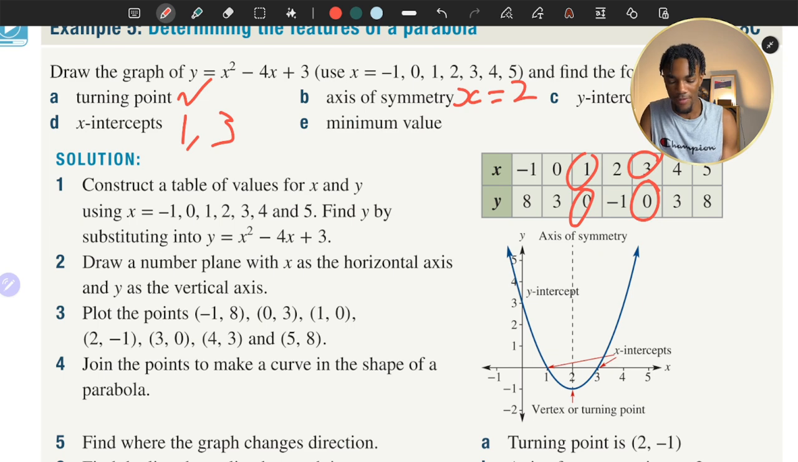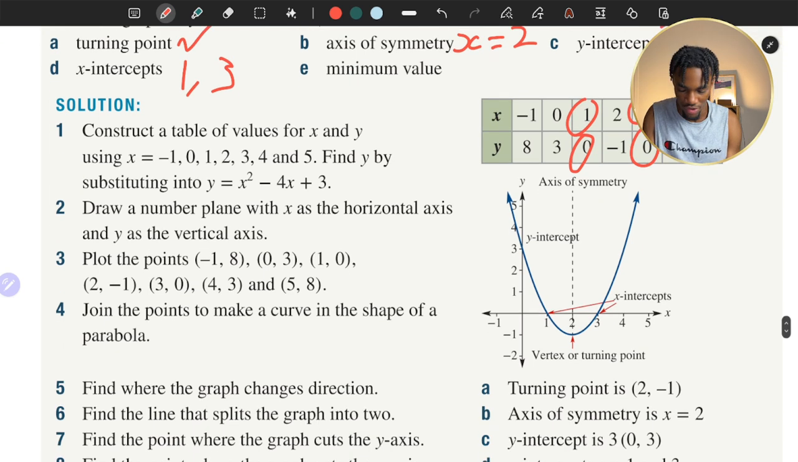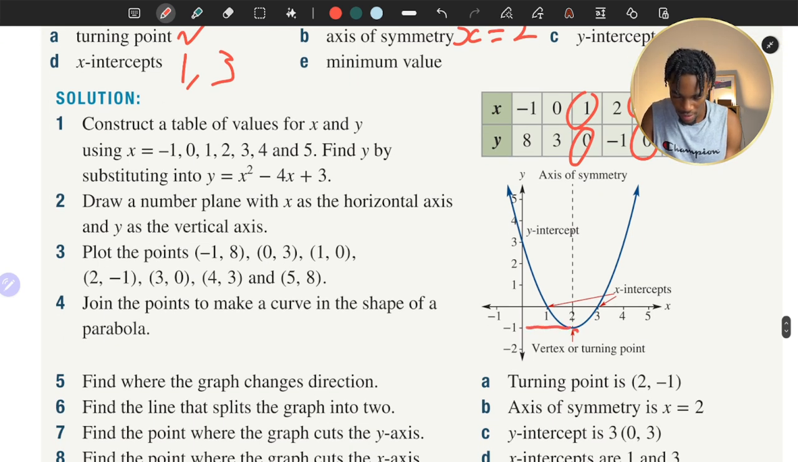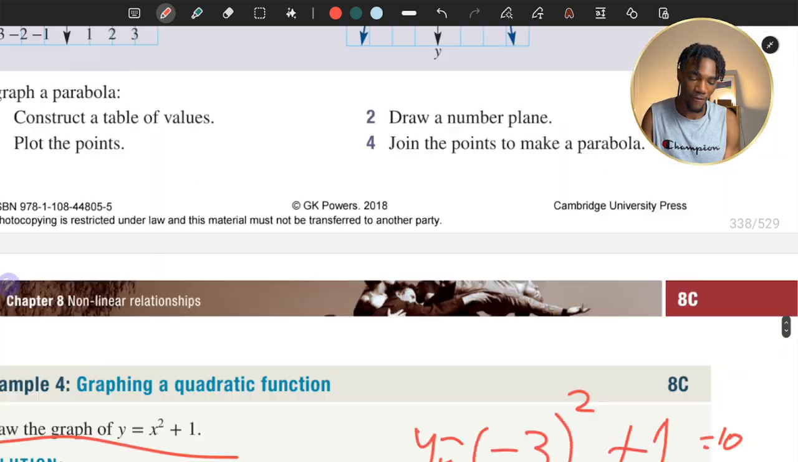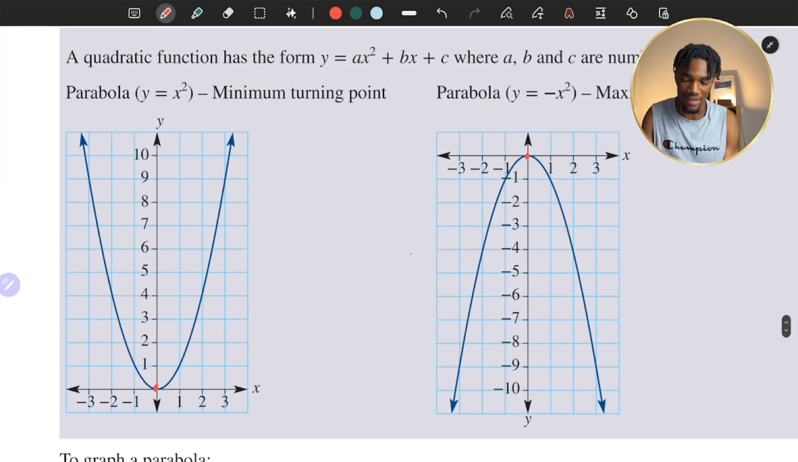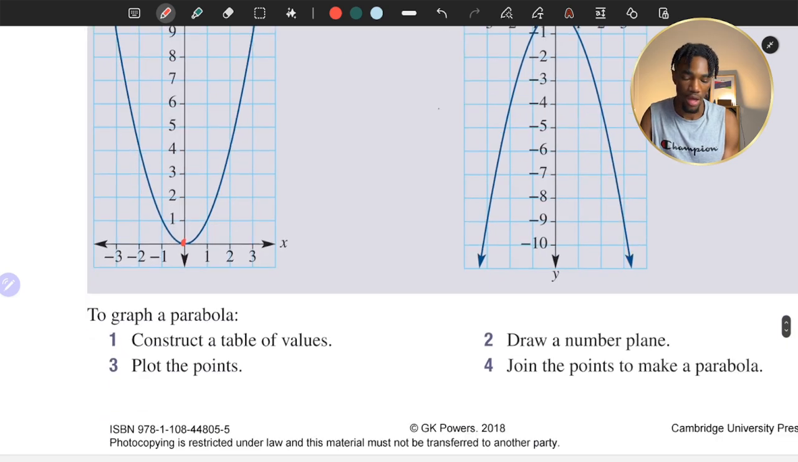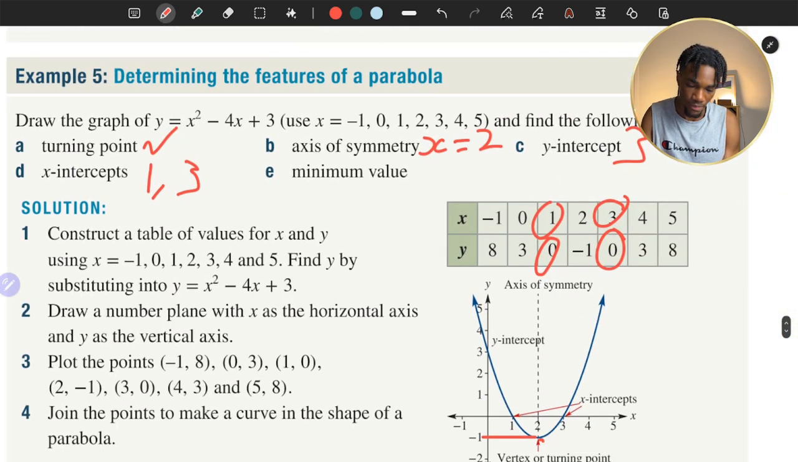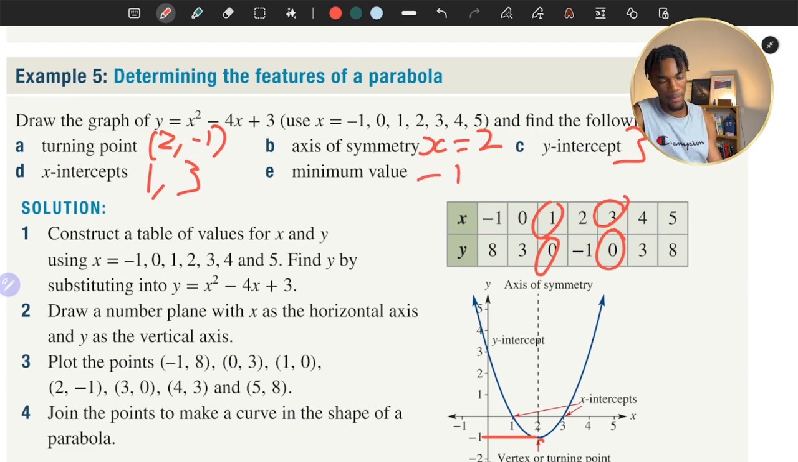And then the minimum value, again, it's just this thing here, minus 1. So it's the lowest value it can be. If your graph is upside down, it's going to be the maximum value. Turning point as well, just make sure you put the coordinates, so (2, -1). Axis of symmetry, done, and then here is minus 1.